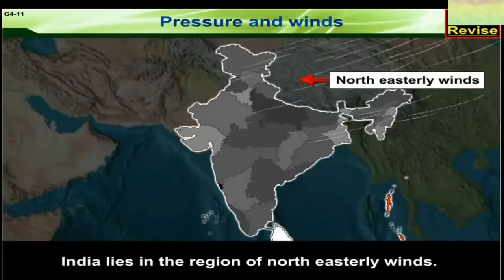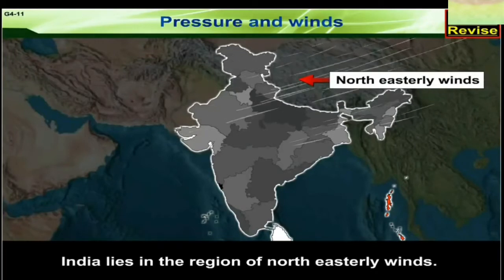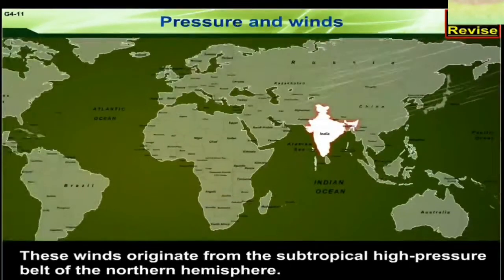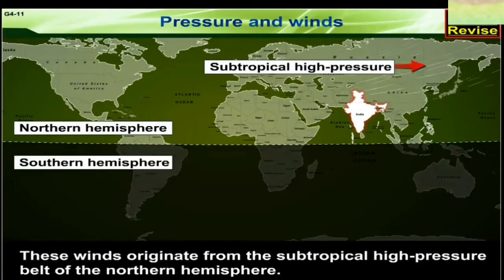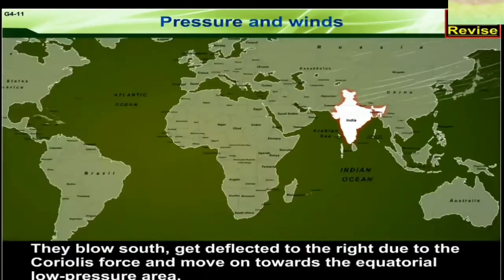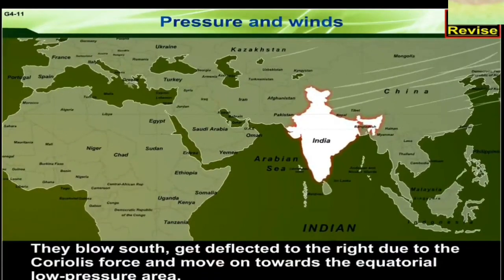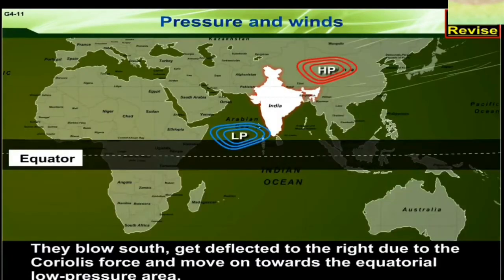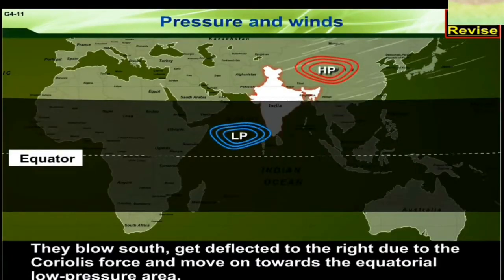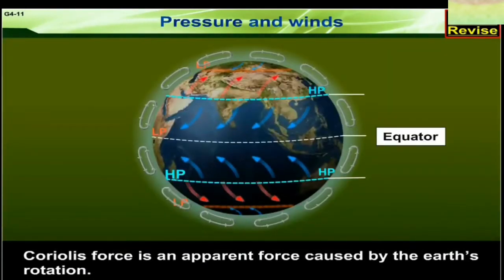India lies in the region of northeasterly winds. These winds originate from the subtropical high pressure belt of the northern hemisphere. They blow south, get deflected to the right due to the Coriolis force, and move on towards the equatorial low pressure area. Coriolis force is an apparent force caused by the Earth's rotation.